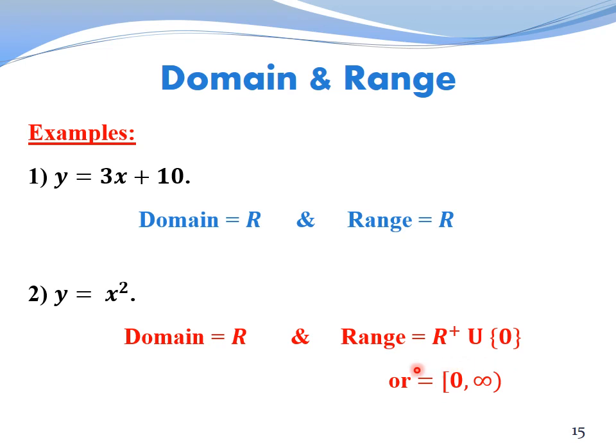We can also express this range as R positive union 0. What does this mean? Take all the positive real values and also add with them the 0 as your range. Because as we said here, y can be any non-negative value. It can take the 0 value and it can take any positive value. So these are two alternative ways for expressing the range of the function y equals x squared.